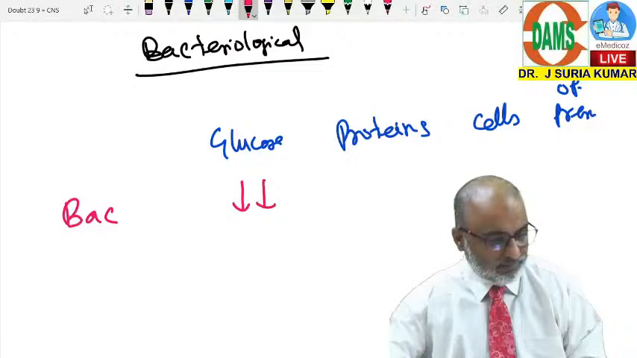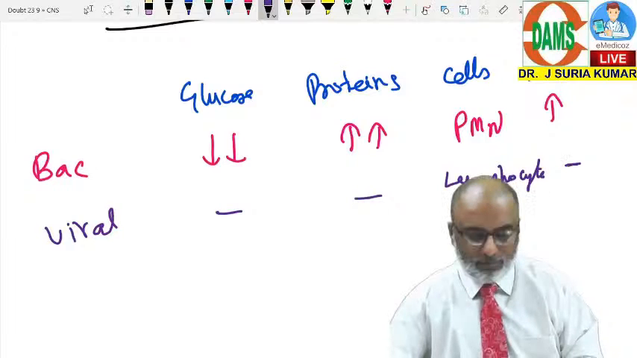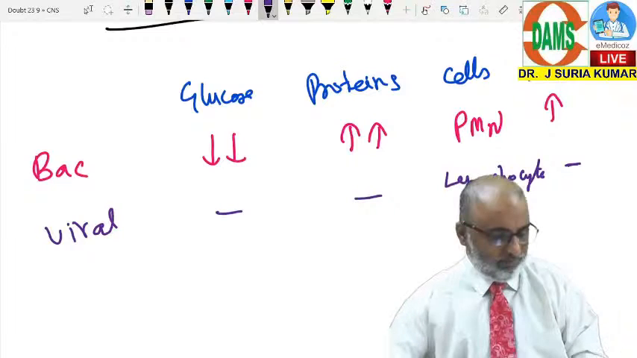In case of viral meningitis, glucose is usually normal, proteins are normal, you can get lymphocytes. Pressure usually normal or mildly increased, but usually normal. Next is in case of fungal meningitis, glucose is reduced, proteins are increased, you can get lymphocytes. And pressure will be increased. Opening pressure will be increased.